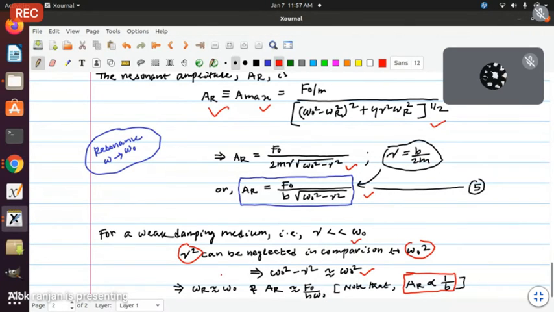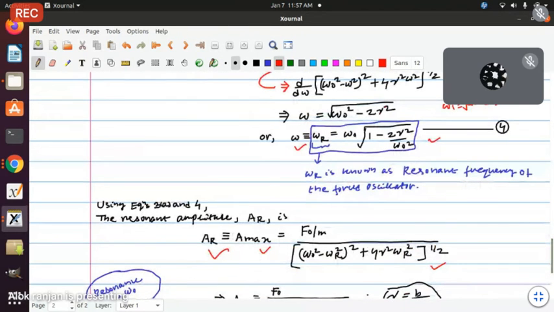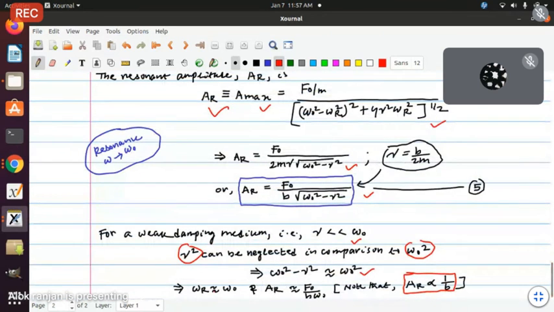And what is the resonance amplitude? We'll neglect gamma square here. Here we have omega naught. So the resonance frequency is omega naught, and the resonance amplitude is F naught over b omega naught.